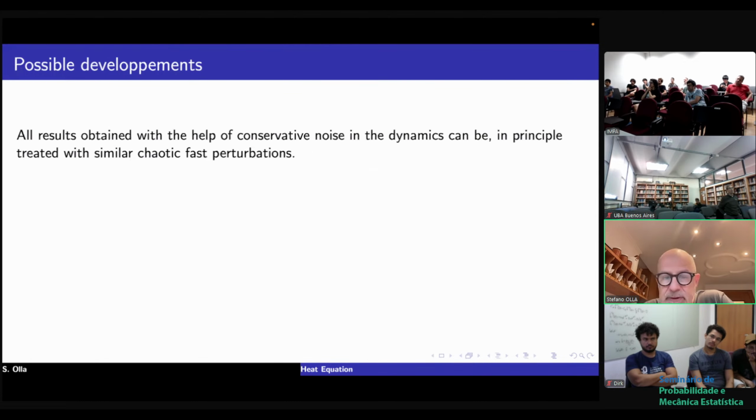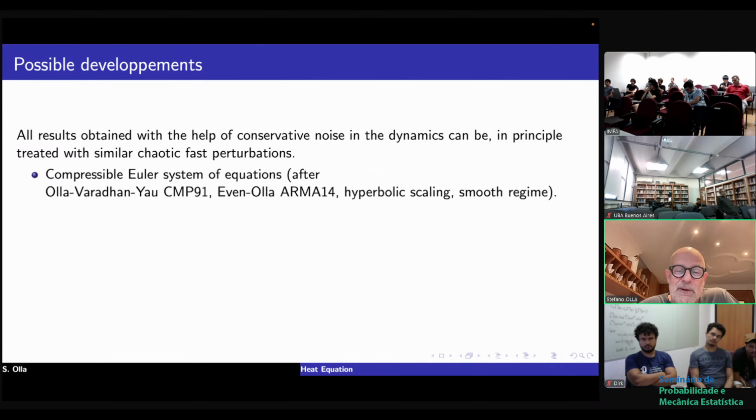Okay, so to conclude, what are the possible developments? We worked for 20, 30 years, I'm too old even to recollect this, with a lot of dynamics where we put conservative noise of energy or other quantities. In principle, we can try to avoid all those problems by putting, instead of conservative noise, some similar chaotic fast perturbation.